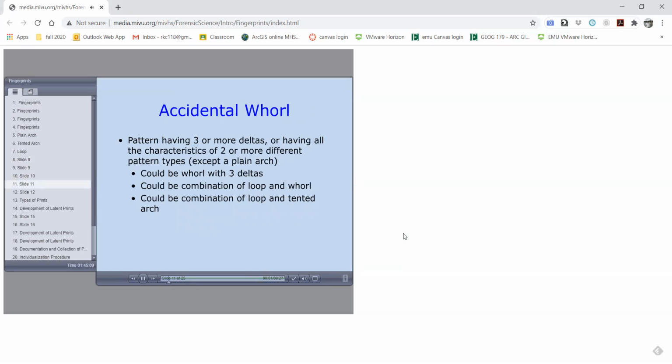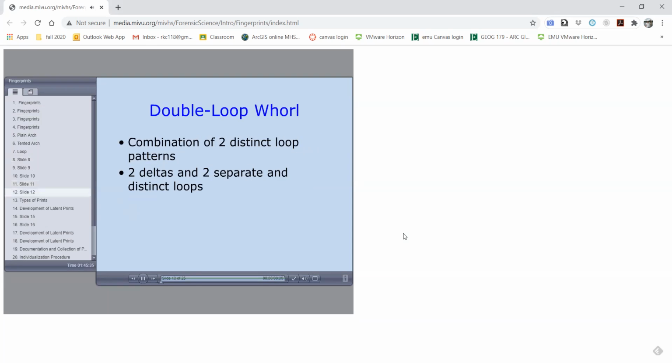An accidental whorl is kind of crazy. There's a lot of different things going on. The pattern has 3 or more deltas. It could have all the characteristics of 2 or more different pattern types, except for a plain arch. It could be a whorl with 3 deltas, could be a combination of a loop and a whorl, could be a combination of a loop and a tented arch. In other words, it looks sort of like a jumble on the fingertips. Now, a double loop whorl is a combination of two distinct loop patterns. It has two deltas and two separate and distinct loops.